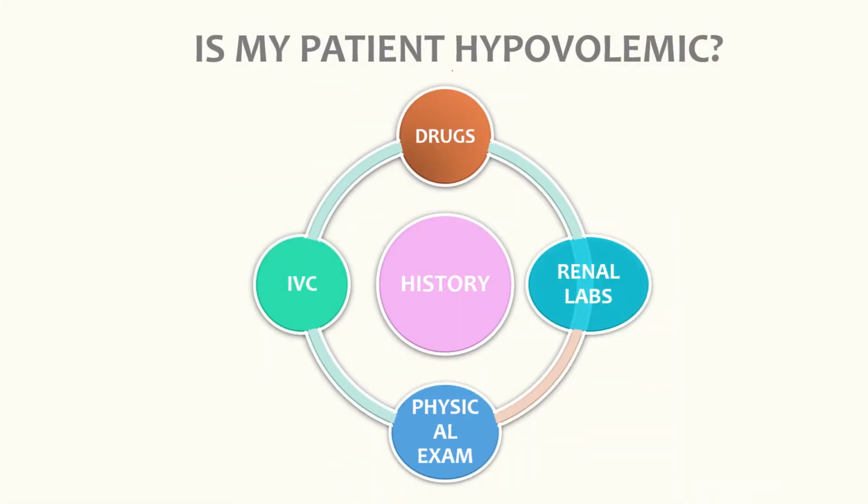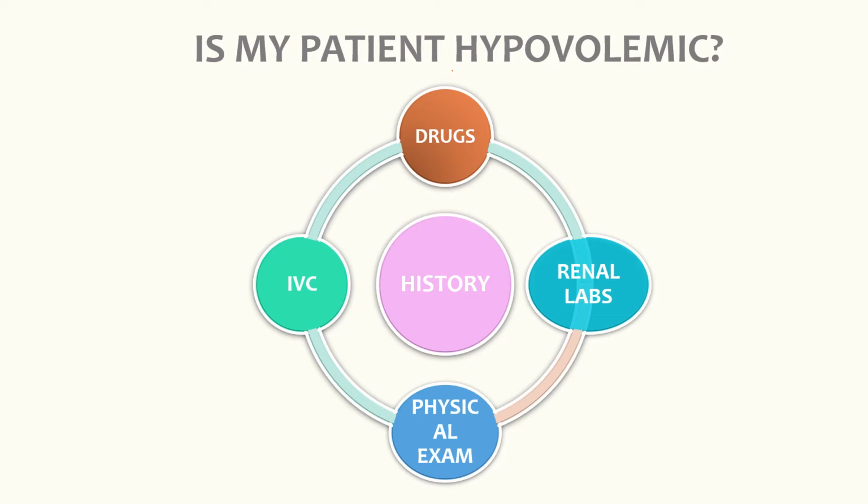Now before that, is my patient hypovolemic? This is very important to distinguish from the euvolemic state of hyponatremia. Like I told you in the beginning, either there is hypovolemic hyponatremia or there is euvolemic or hypervolemic. Hypervolemic is easy, but hypovolemic and euvolemic one has to distinguish.